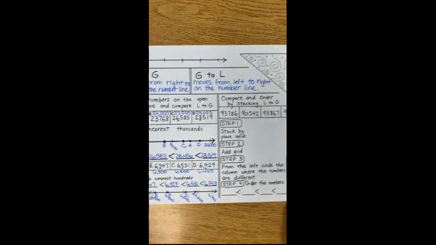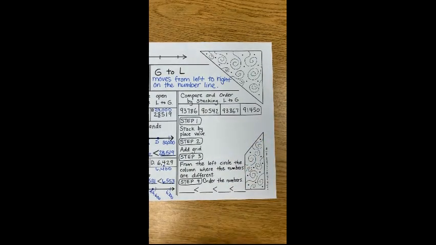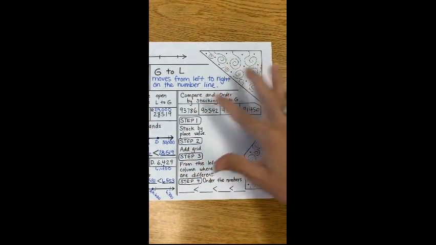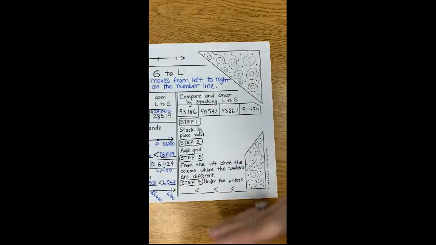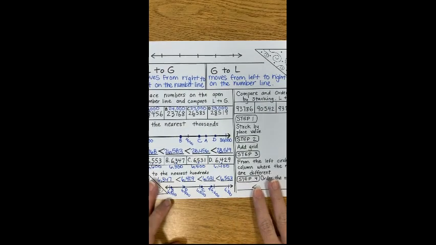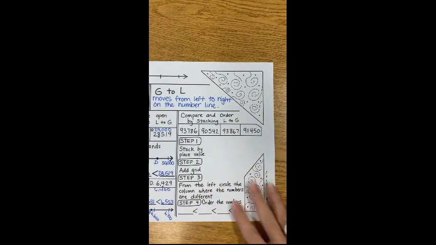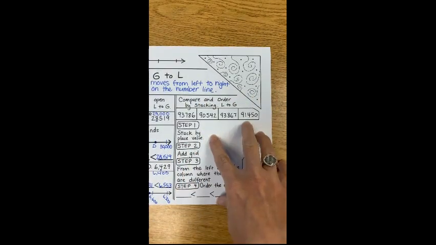All right, thanks for staying with me. We're almost done. We're going to come over here and do a little comparison. So on our comparison, it says we're going to compare and order by stacking. This is my favorite way to do this. I love number lines, but for this, I find this more on a 4th and 5th grade level. So I like the stacking.